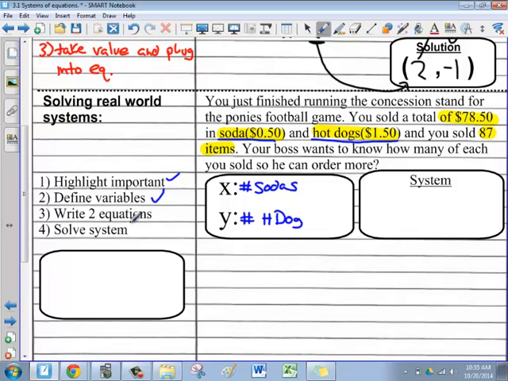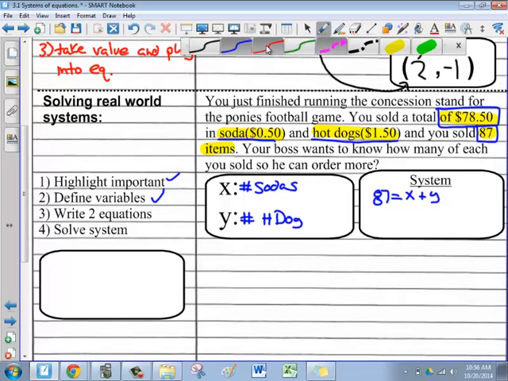There are two equations in here that we can think of. One equation is based around the money, and another equation is based around the quantity, items sold. So let's set up the items sold one. If you knew that you sold 87 items, the 87 would be your total. 87 items is equal to how many sodas you sold, which is X, plus how many hot dogs you sold, which is Y. You just add the hot dogs and sodas together, and you should get 87. So that's one equation for our system right there.